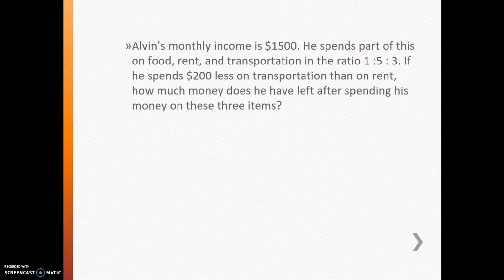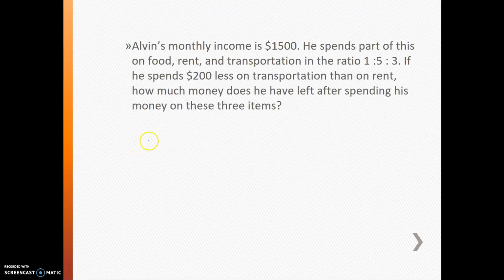Okay, hopefully you have worked through this problem and you're ready to check it with me. Alvin's monthly income is $1,500. He spends part of this on food, rent, and transportation in the ratio of 1 to 5 to 3. If he spends $200 less on transportation than on rent, how much money does he have left after spending his money on these 3 items? Is this even a changing ratios problem? No, it's really not. It's just a ratio problem.